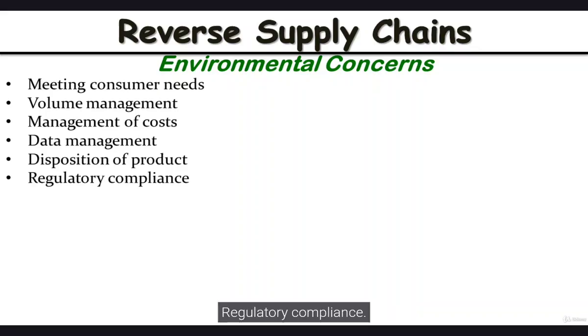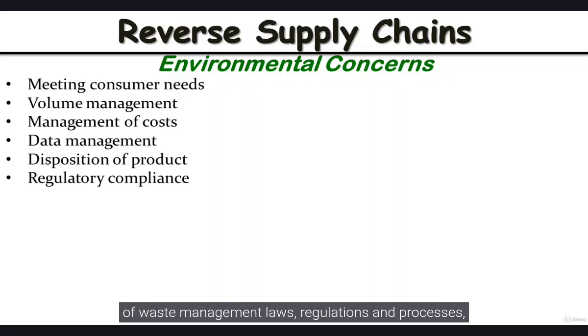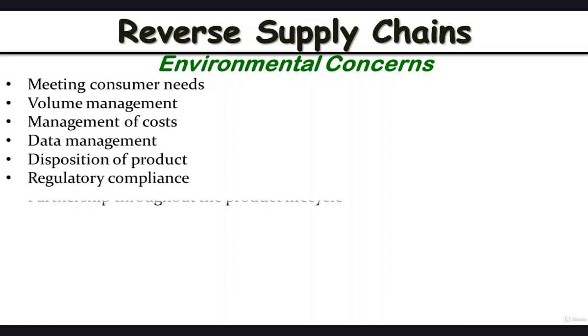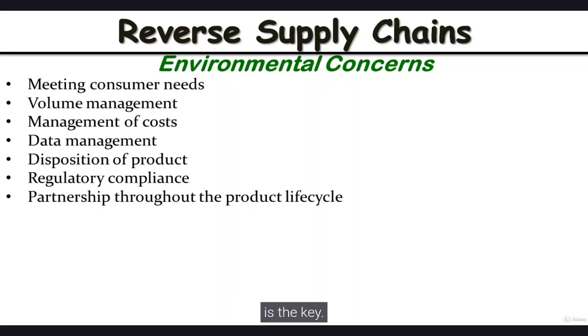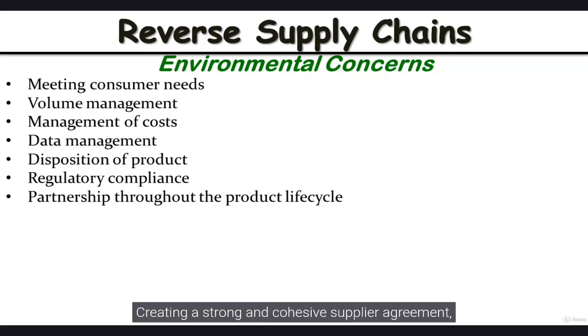Regulatory compliance. Organizations require complete understanding of waste management laws, regulations, and processes, including the company's corporate social responsibility. Partnership throughout the product lifecycle. Having the right partner throughout the product lifecycle is the key. Creating a strong and cohesive supplier agreement, jointly determining the best approach, cost sharing, and having a positive relationship will help improve the bottom line for everyone.